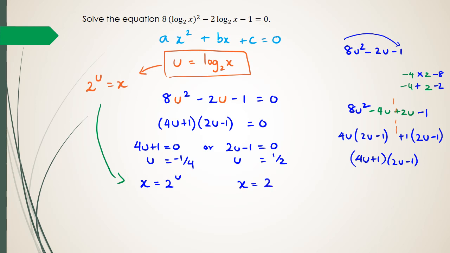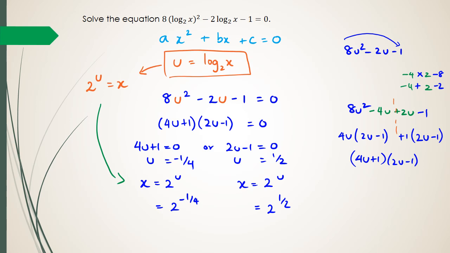So in my first case, I've got 2 to the power of negative a quarter, and in my second case, I've got 2 to the power of a half. And guys, that's what our two answers for x are. I guess in hindsight, this is my own question, that's why I've got some really ugly looking numbers.